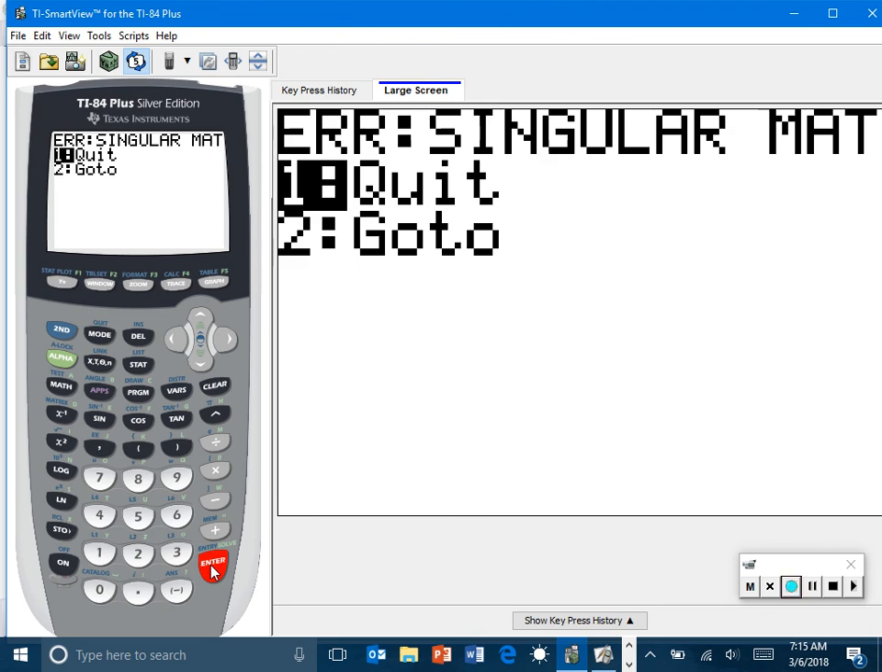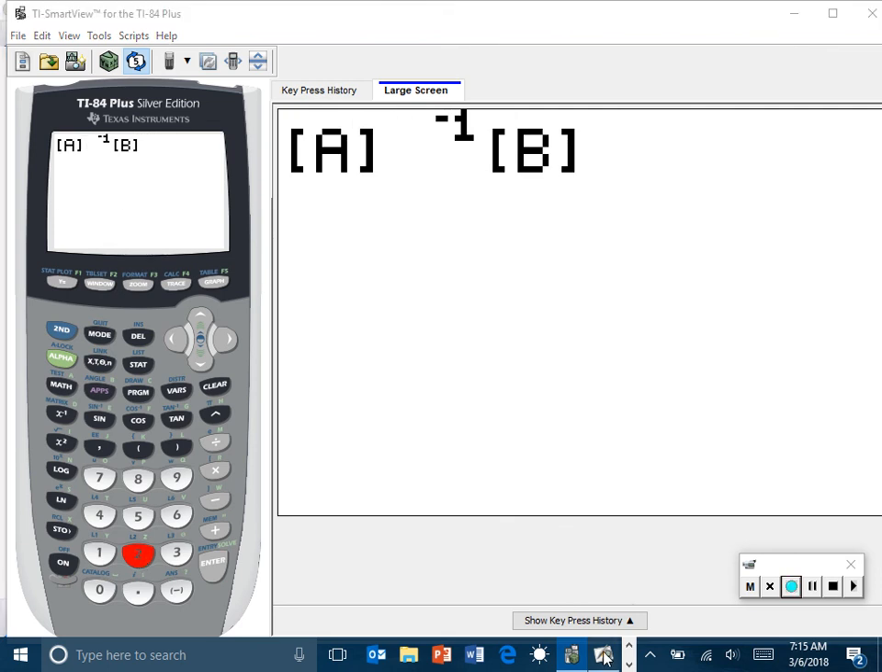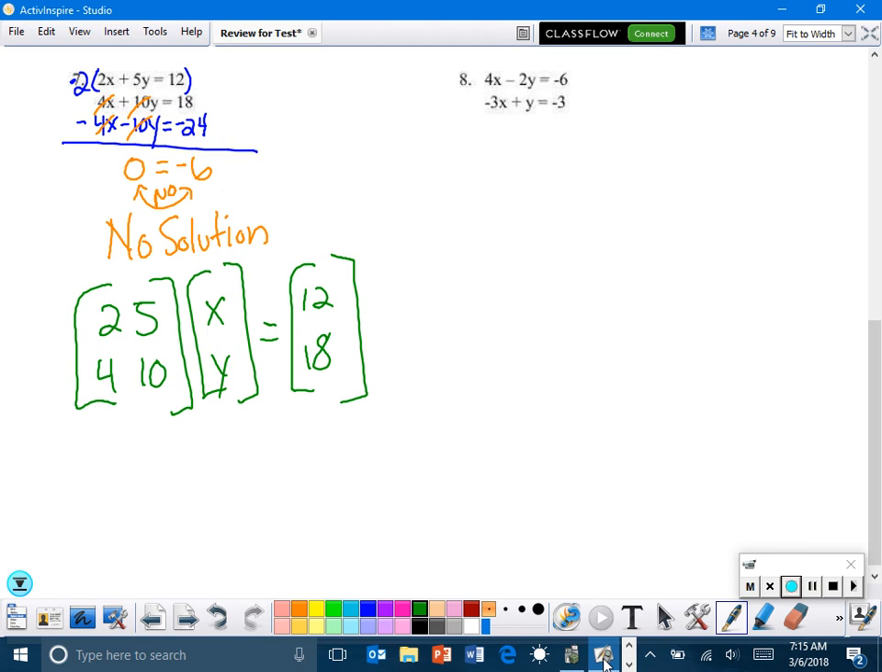You'll notice I got the same error message as I got on number 5. This is why when you run into this scenario, you're going to have to go back and do it by hand, because you don't know from the calculator whether it's a no solution or if it's an infinite solution. So you're going to have to go back and do those by hand. Okay, so you know it's one or the other. You have to figure it out.